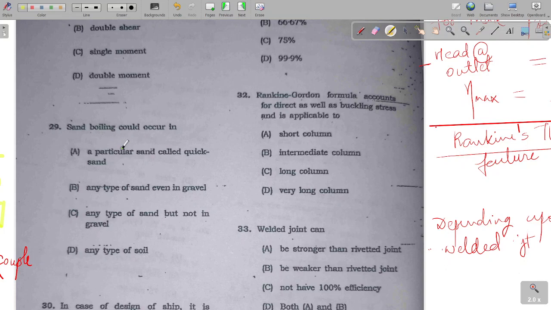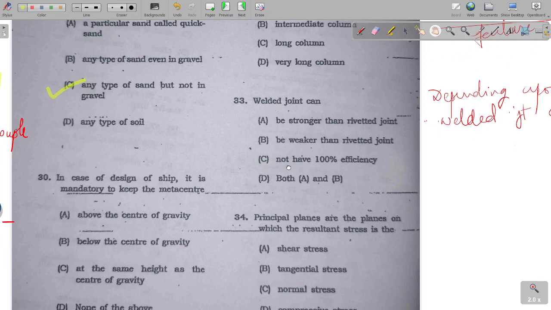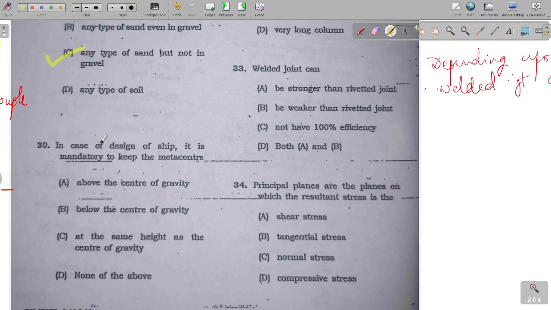And in cohesive soils like clay, shear strength is not reduced to zero, even if its effective stresses are reduced to zero, due to inherent cohesion possessed by the particles which hold soil particles together. Okay, so as I've explained, sand boiling could occur in any type of sand, but not in gravel. Okay, then comes our next question.